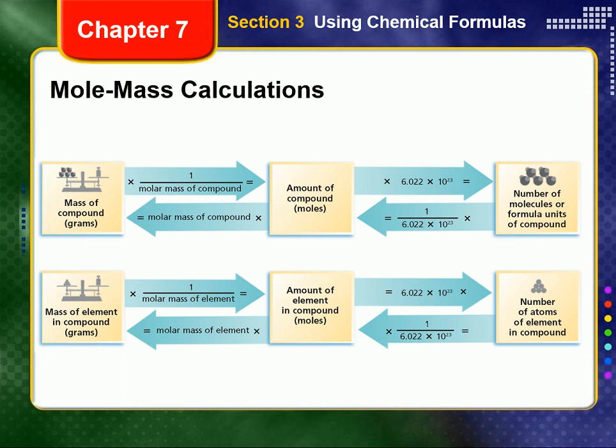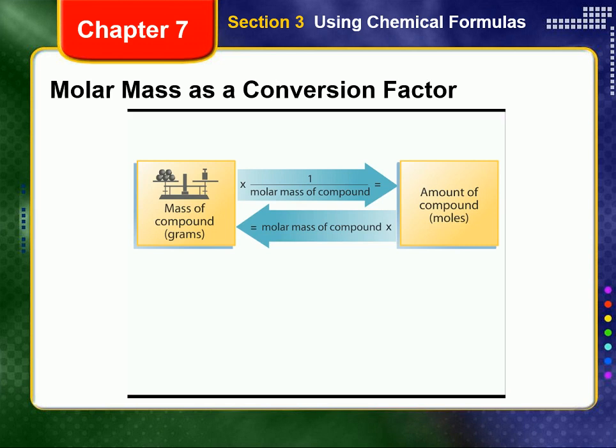Conversions of this type for elements and compounds are summarized on the screen now in figure 7-4 on page 222 of your text. To convert a known mass of a compound in grams to an amount in moles, the mass must be divided by the molar mass. You can invert the molar mass and multiply so the units are easily canceled. The mass of a compound and the amount in moles are related by the molar mass. To convert from mass in grams to amount in moles, multiply by 1 over the molar mass of the compound.